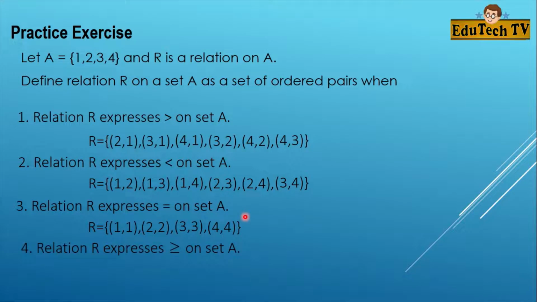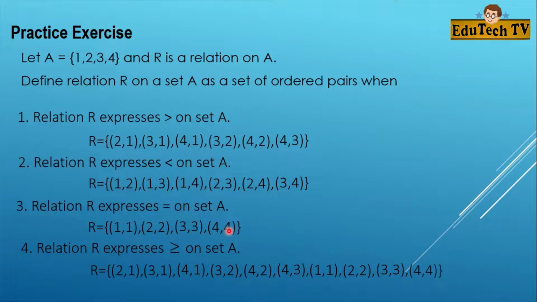Lastly, relation R expresses greater than or equal on set A. All we need to do is to get all the elements of the greater than relation: (2, 1), (3, 1), (4, 1), (3, 2), (4, 2), then (4, 3). Then since it is greater than or equal, we have to get also the elements of the equal relation: (1, 1), (2, 2), (3, 3), and then (4, 4). So this relation expresses greater than or equal on the given set A.